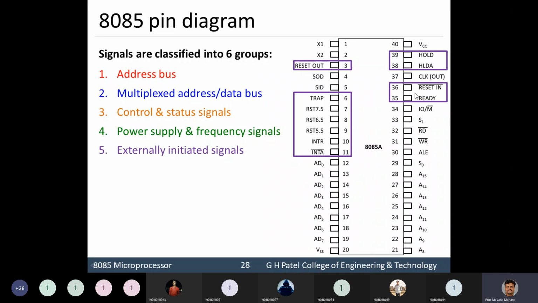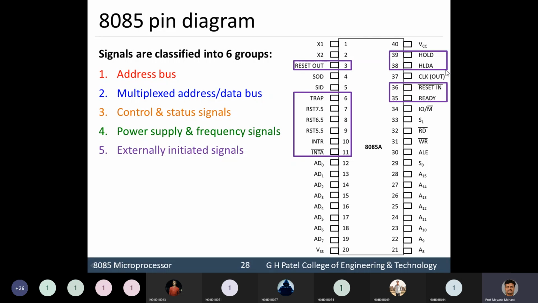This is the reset for your 8085 microprocessor. If I want to reset my 8085 microprocessor, then I can provide a low signal to this, otherwise we connect it to VCC. And then we are having HOLD and HLDA.